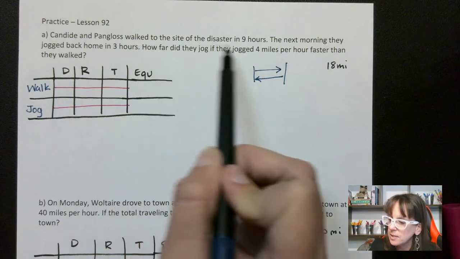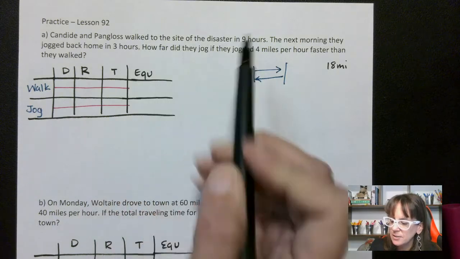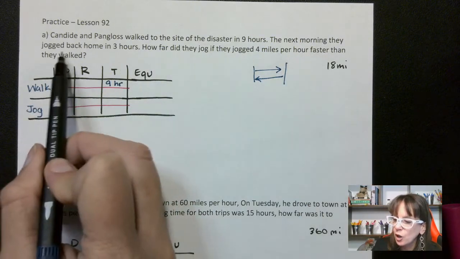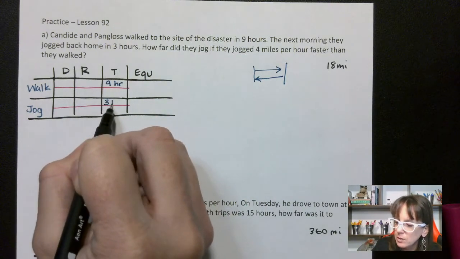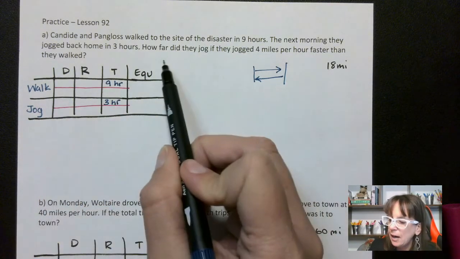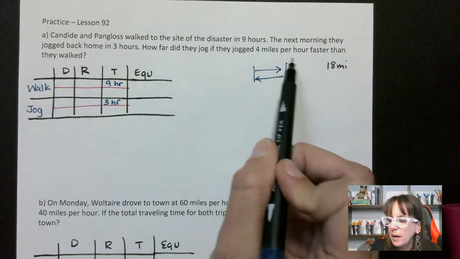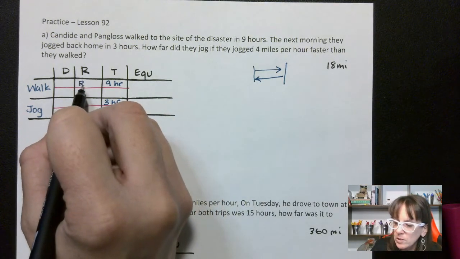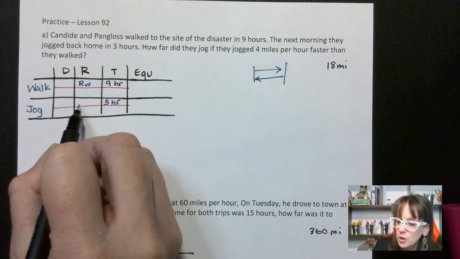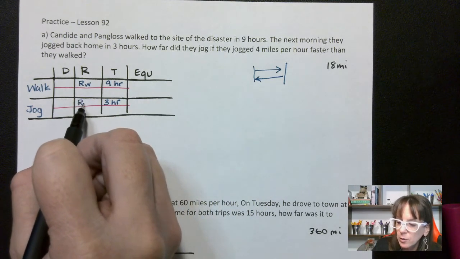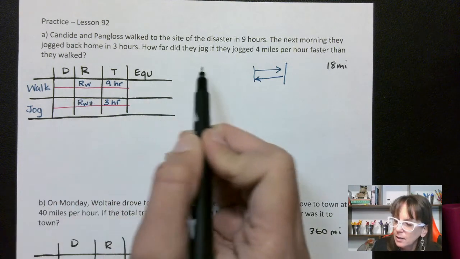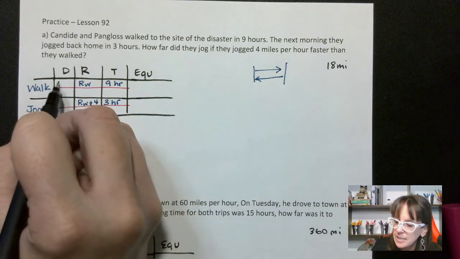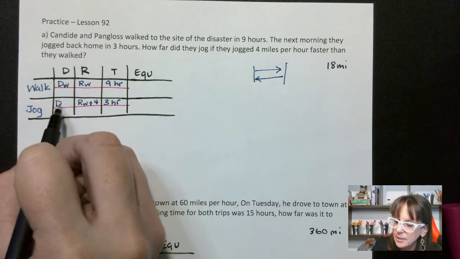So let's go back and see. They walked to the site of the disaster in 9 hours. The next morning, they jogged back home in 3 hours. Woof, they're fast joggers. How far did they jog if they jogged 4 miles per hour faster than they walked? So whatever their rate was walking, their rate jogging was the rate walking plus 4 miles per hour faster. So we have DW and DJ.